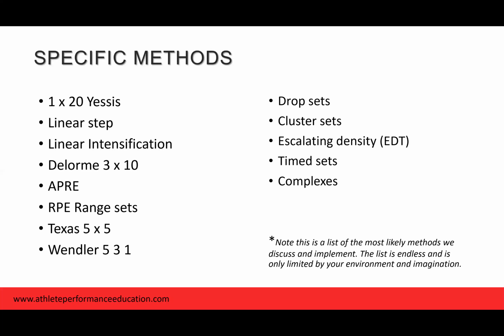Escalating density or EDT training is a really great tool for short-timed sessions, so trying to get as much work in as possible. How this works is that you'll generally pick a weight sub-maximally, so you might pick a 10 RM weight, pick 2 exercises, and do 5 reps for an 8-minute block.